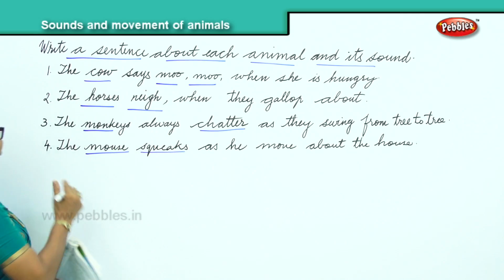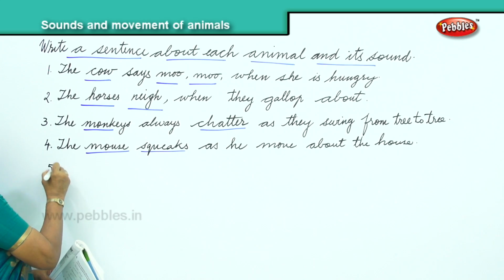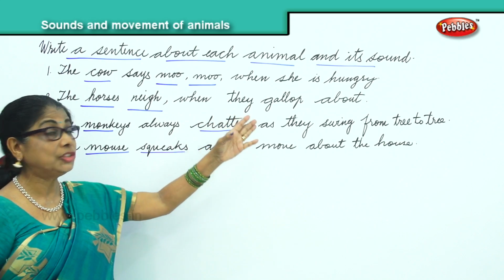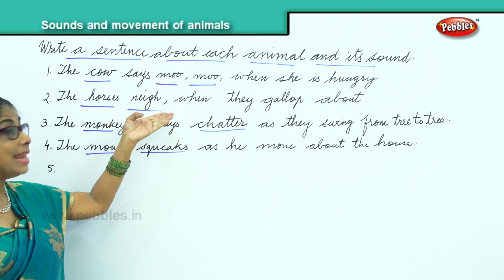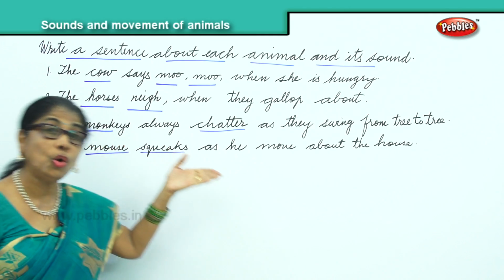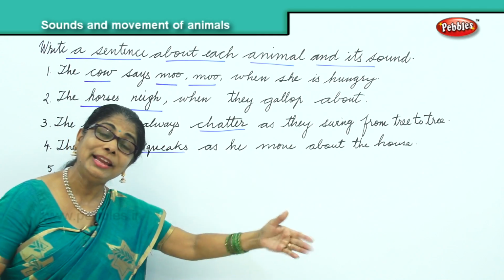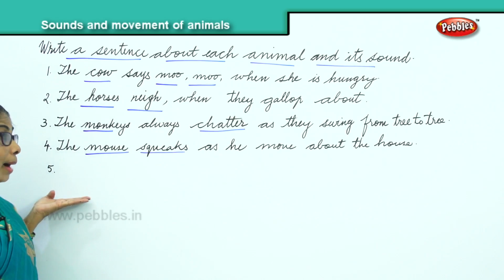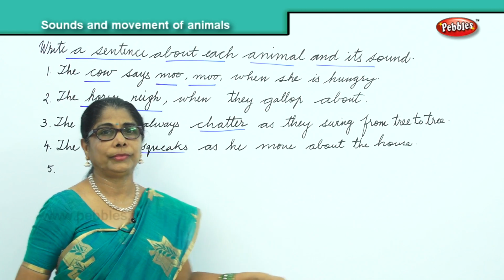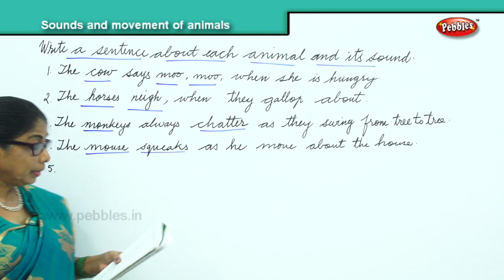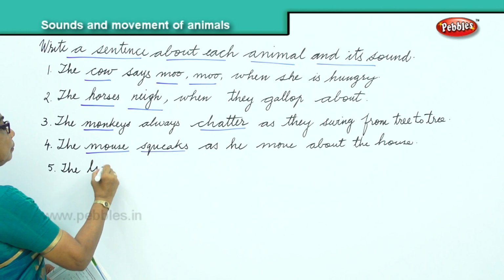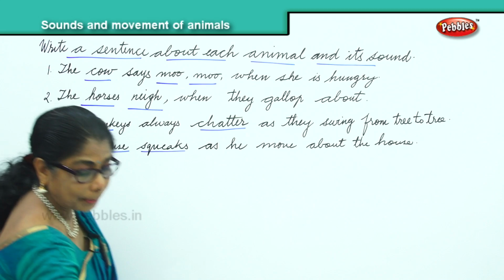The mouse is there. Look at all the 4 sentences we have done. The cow says moo, moo when she is hungry. The horses neigh when they gallop about. The monkeys always chatter as they swing from tree to tree. And the mouse squeaks as he moves about the house. Okay, now let's take another animal, the lion. Let's say what the sound the lion makes.